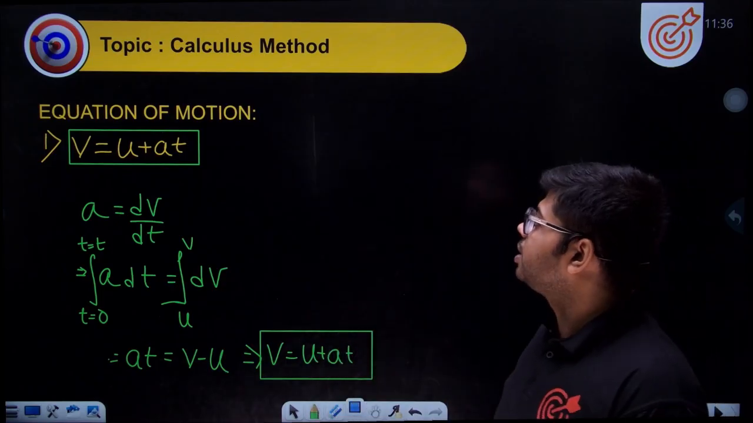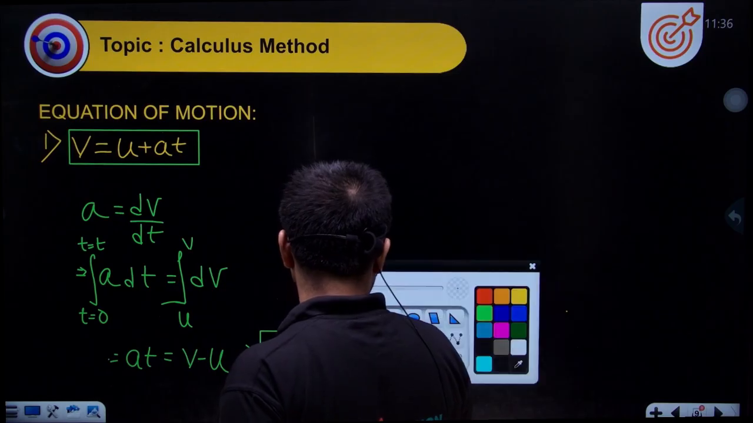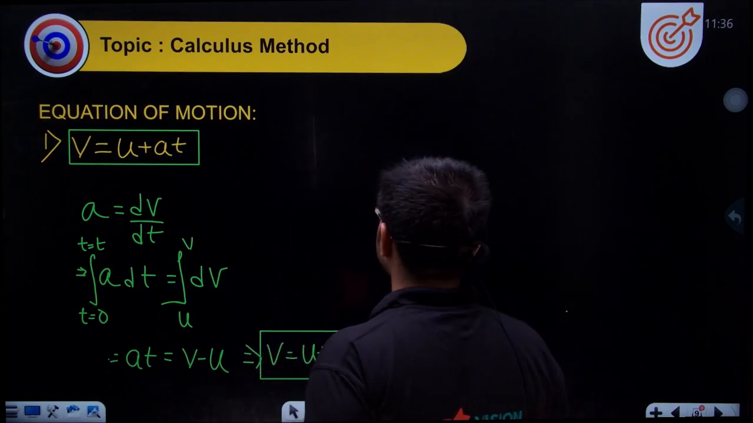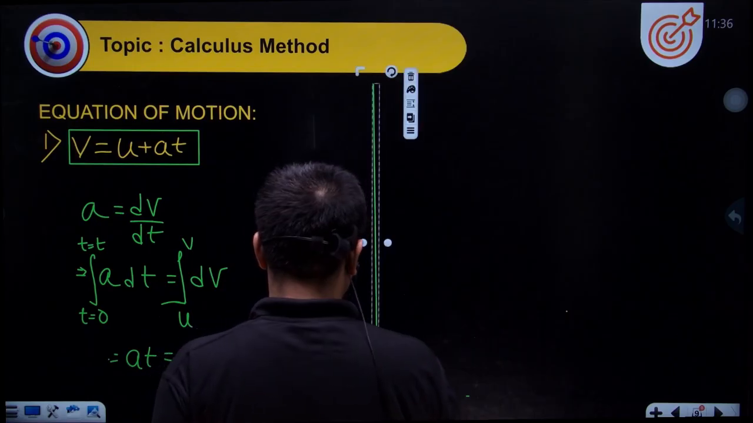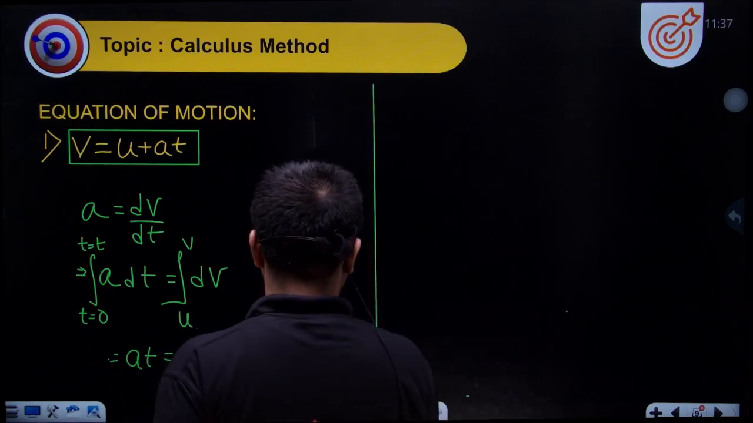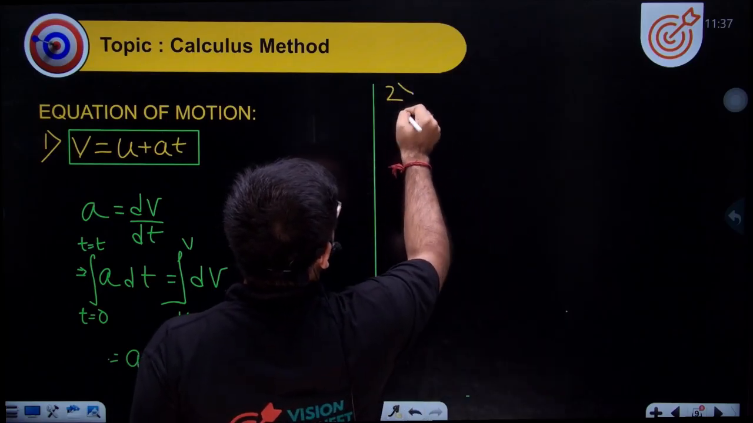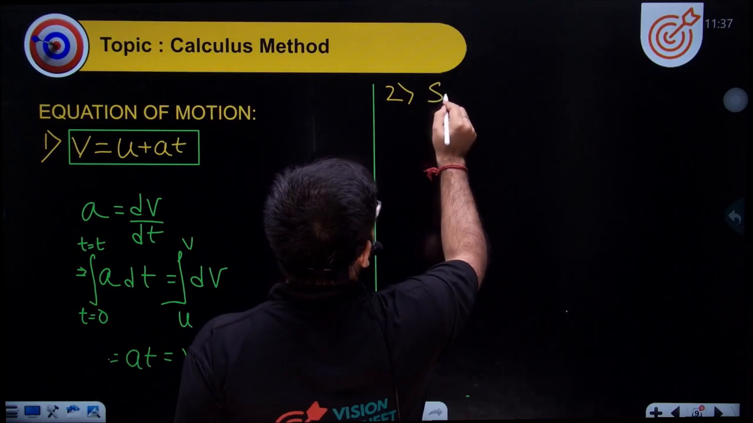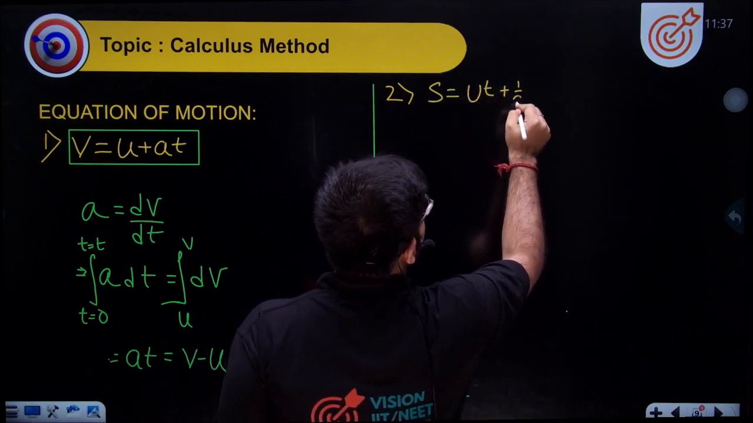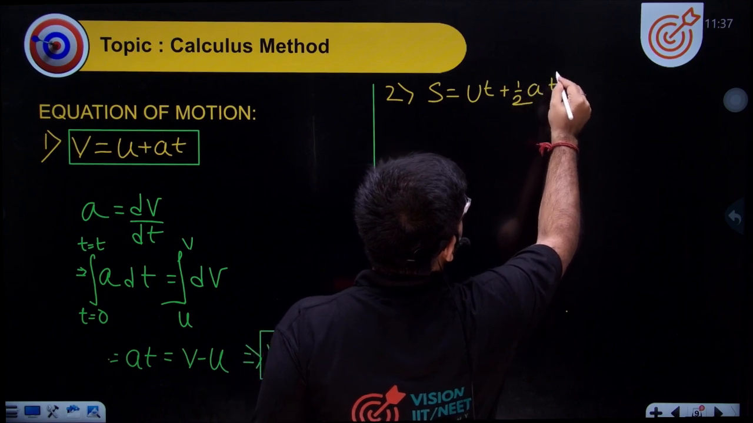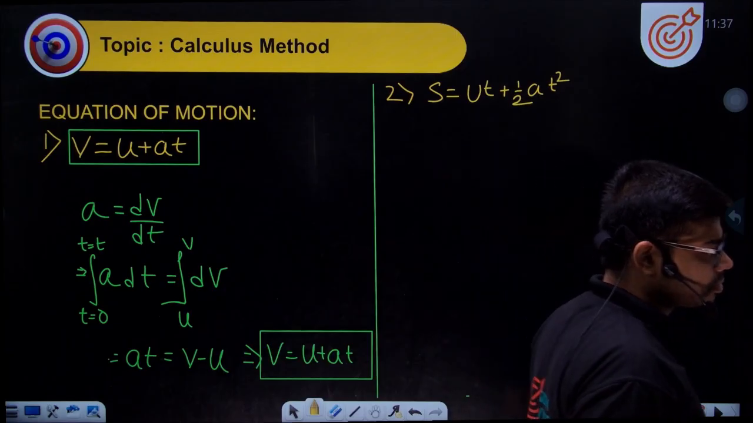Now in a similar manner we will see the second equation of motion. Look for the second equation. If I talk about the second equation, it is s is equal to ut plus half at square. This is my second equation.